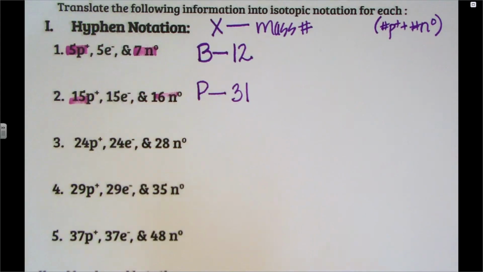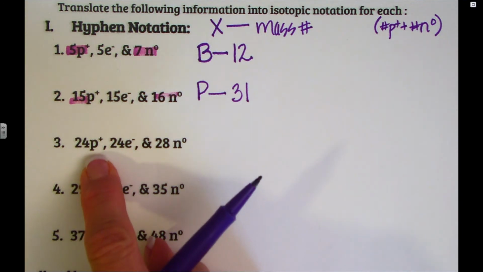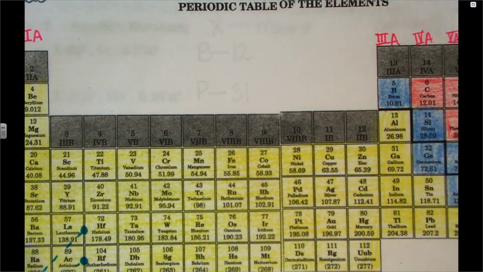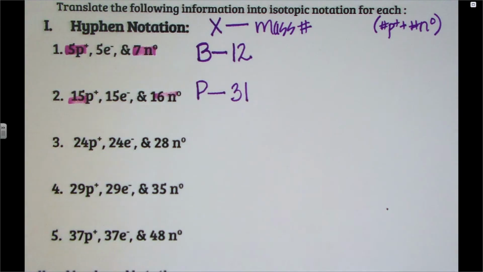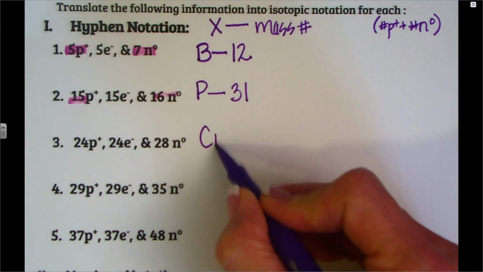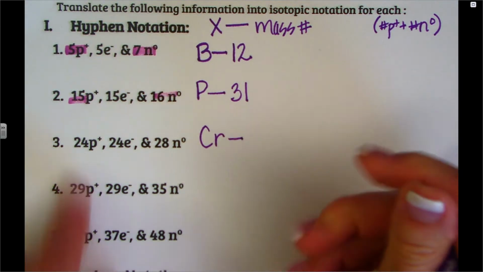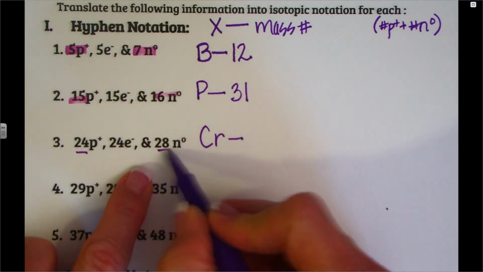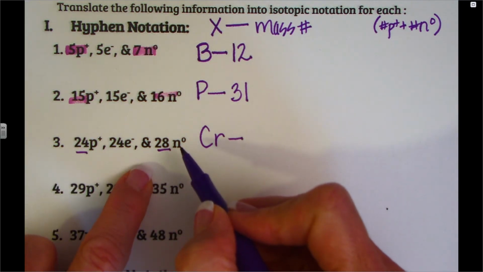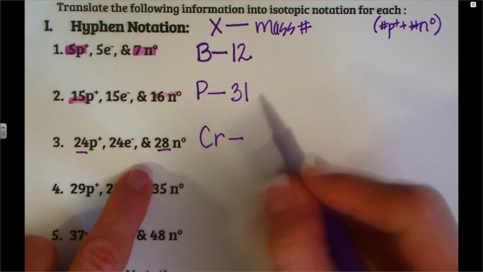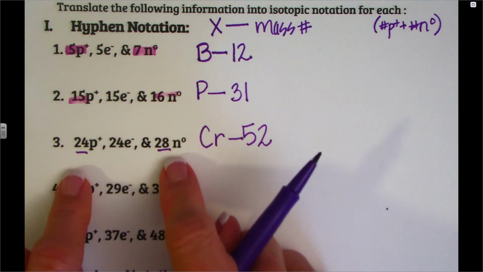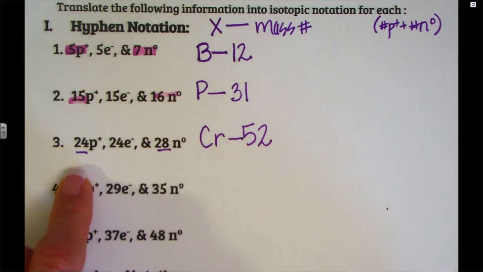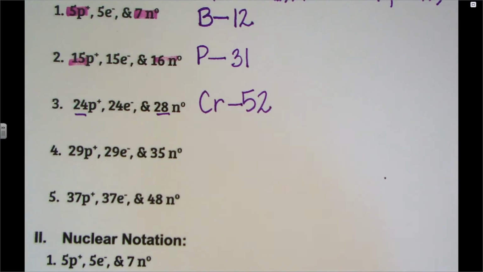For number 3, 24 protons. So the element with 24 protons, find the atomic number 24. So you see that that's chromium, hyphen, add your 24 to your 28. 24 plus 28 gives you 52. Again, rely on the numbers that I give you here. These are specific isotopes of these elements.